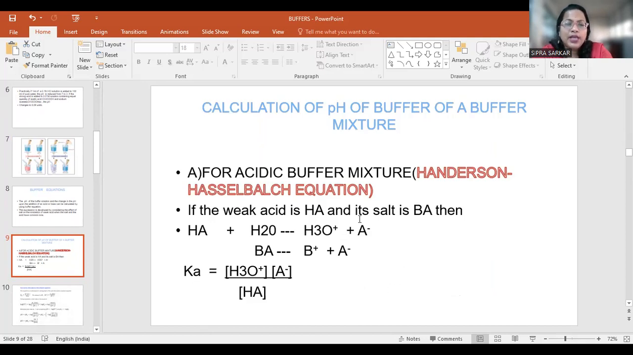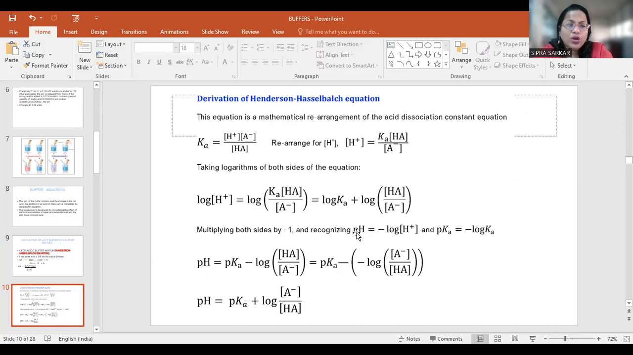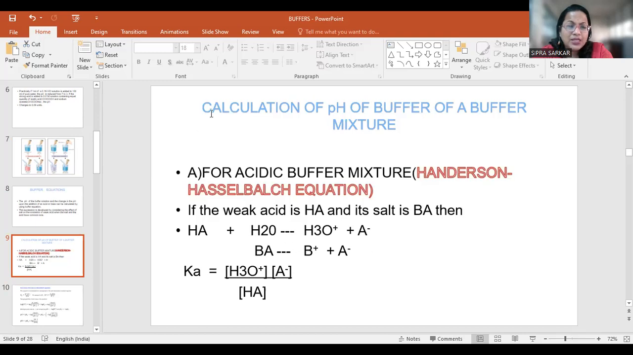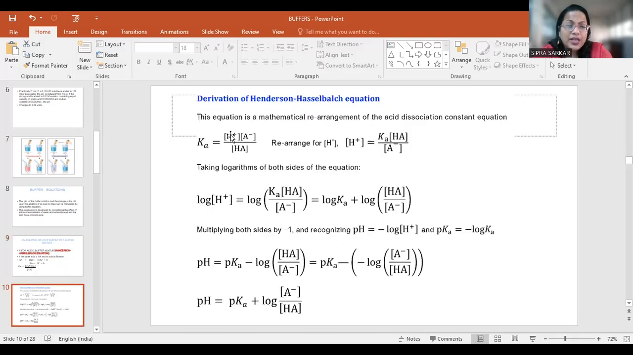If the weak acid is HA and the salt is BA, then they will dissociate like this. HA plus H2O, that means the acid, is dissociated into H3O+ and A-. So the dissociation constant Ka is calculated as the concentration of the acidic ion and the basic ion divided by the unionized molecule of acid. Okay. Next, we are going to the logarithm of this formula. So the equation is a mathematical rearrangement of the acid dissociation constant equation. Like the H+ and A-, A- is the conjugate base and HA is the unionized acid.